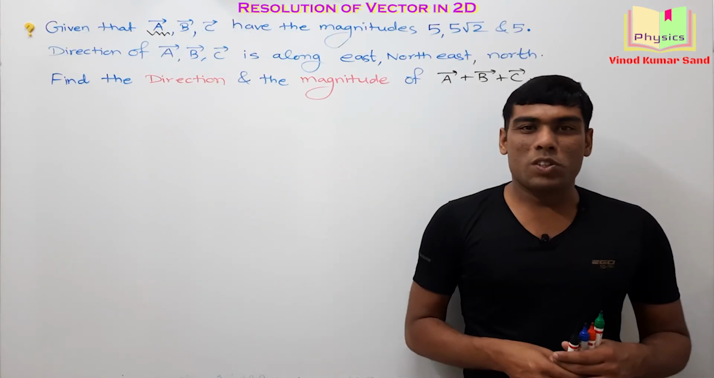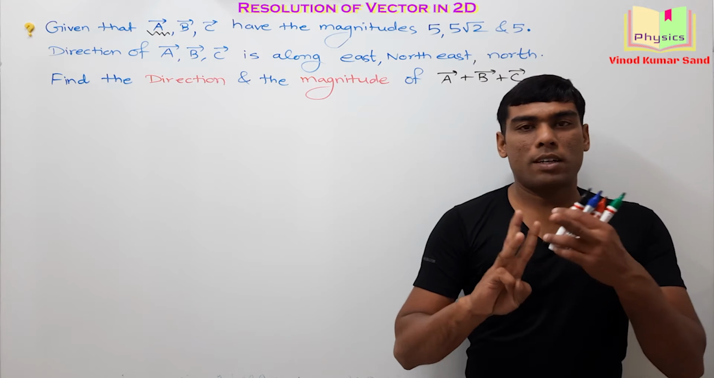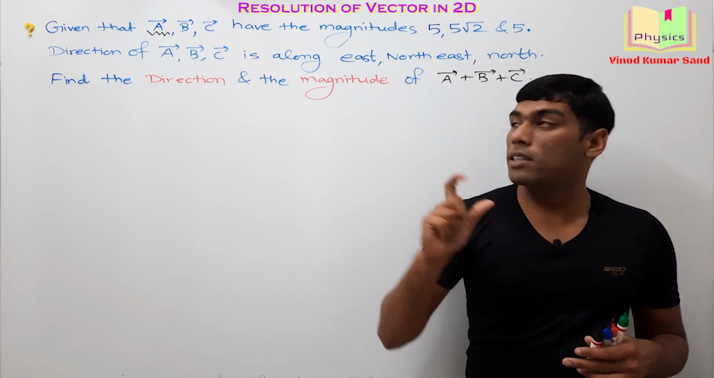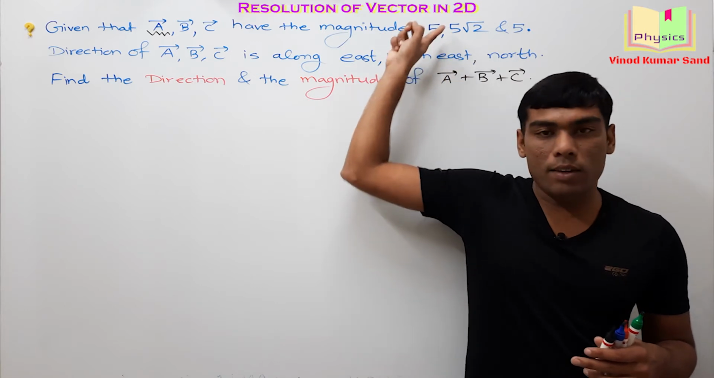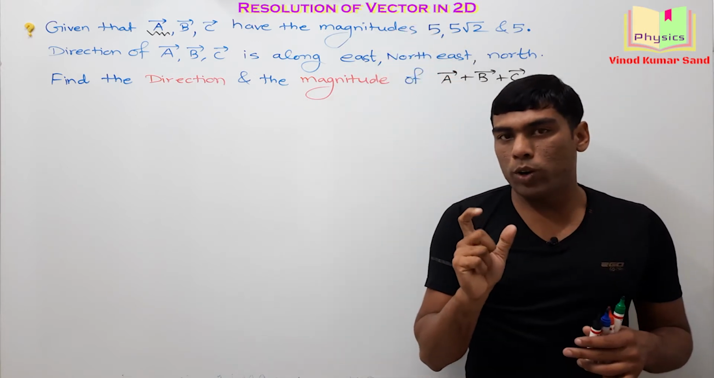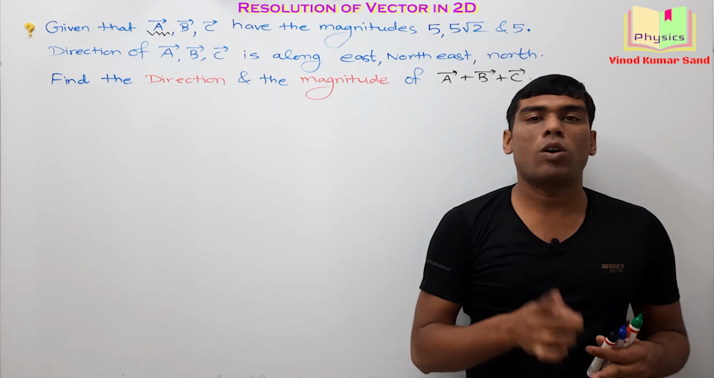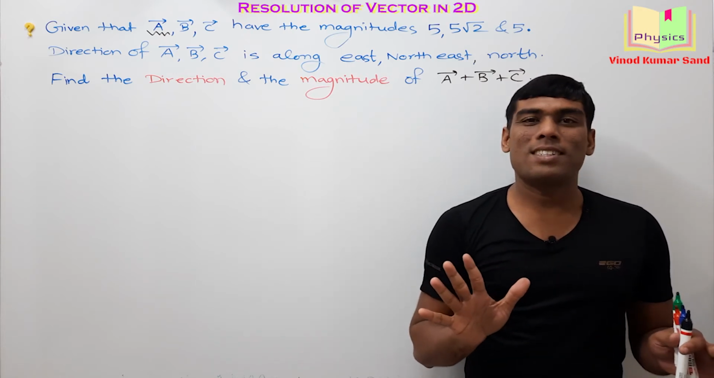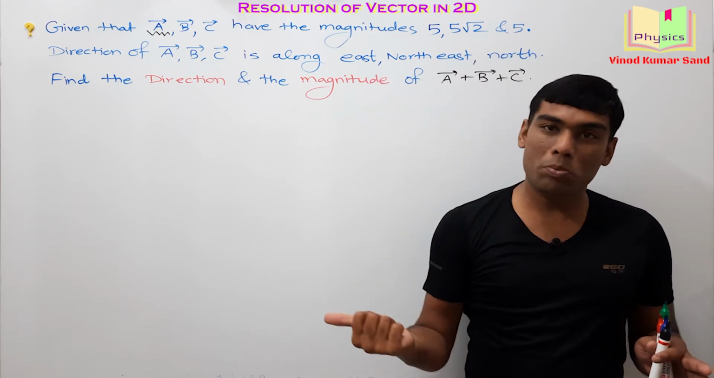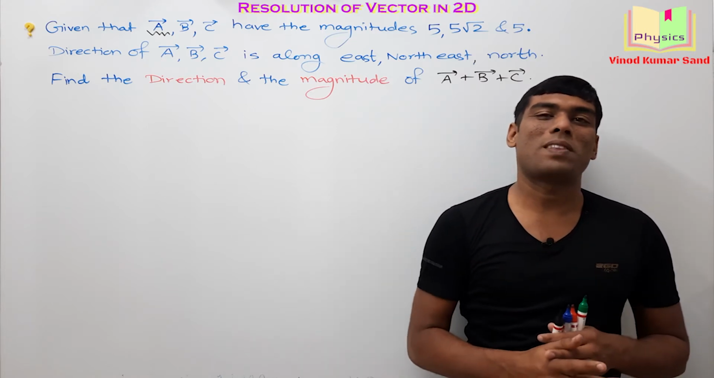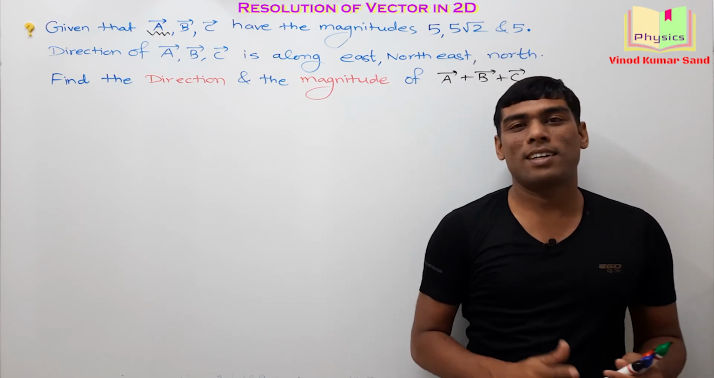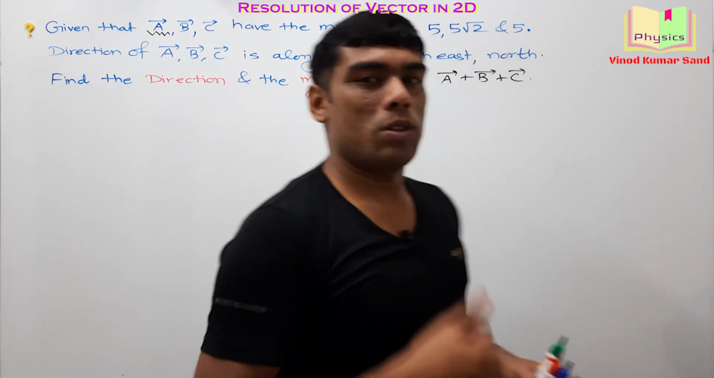Here is the next question. We have three vectors, A vector, B vector and C vector. The direction and the magnitude of each vector is given to us. We need to find the magnitude and direction of A vector plus B vector plus C vector. It's a simple one. As we approached in the previous question, you can do the same thing here. So pause the video here and give it a try, and then you can match your answers with the board.